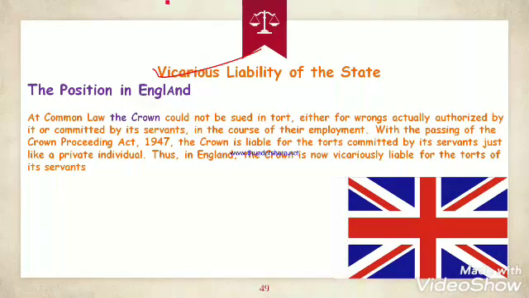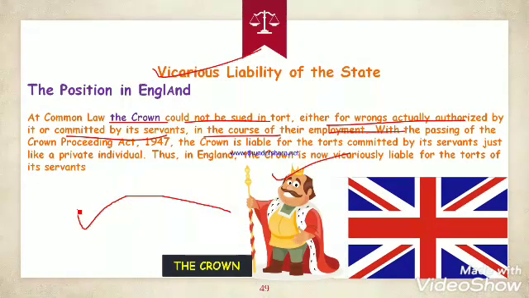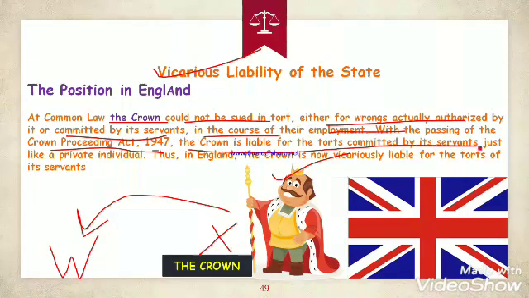What happened in England? At common law the Crown. So what do you mean by Crown? Crown means the king could not be sued in tort either for wrongs actually authorized or committed by servants in the course of their employment. So whatever the king said, and if something goes wrong, it will be considered a wrongful act, the king cannot be sued in court. Until 1947 he was not sued. But as soon as the Crown Proceeding Act 1947 was introduced, the Crown is liable for the torts committed by its servant, just like a private individual, just like a common man. The Crown is now vicariously liable for the torts committed by its servant or by himself.